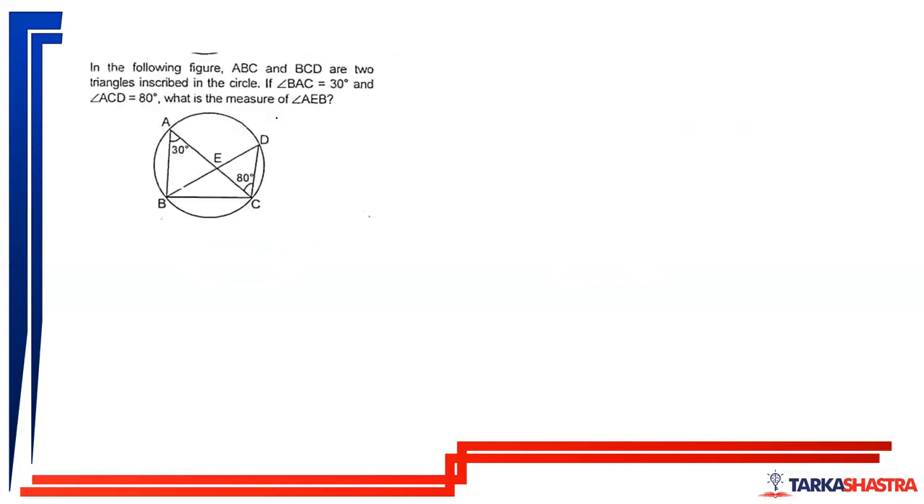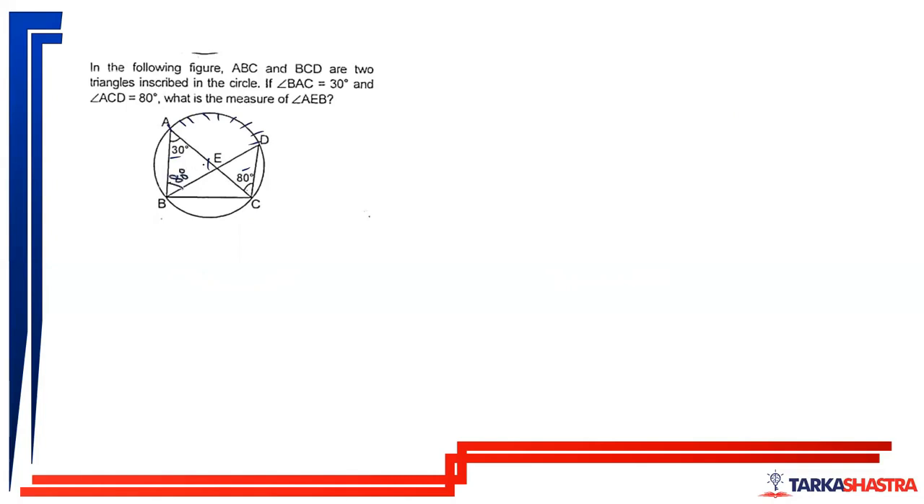Moving forward. In the following figure, ABC and BCD are two triangles inscribed in the circle. If BAC is 30 as given and ACD is 80 as given, what is the measure of AEB? So, the measure of the angle made by the arc AD is 80. So, here also it will be 80.